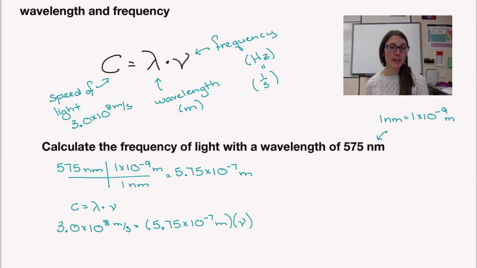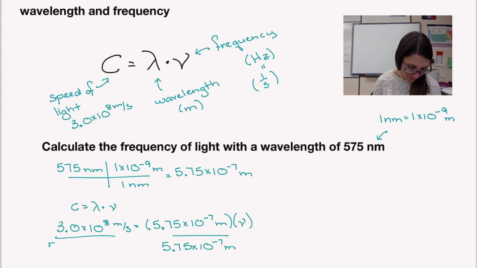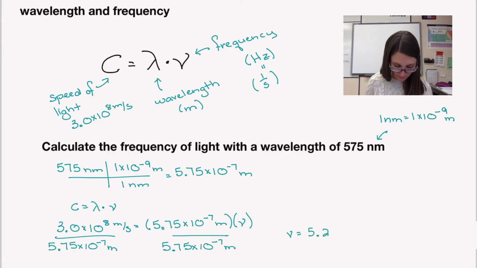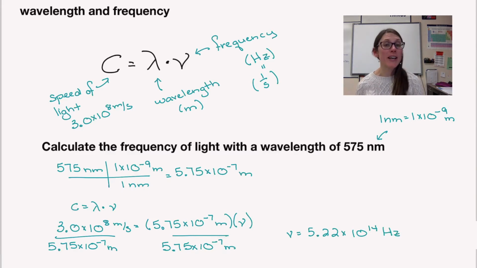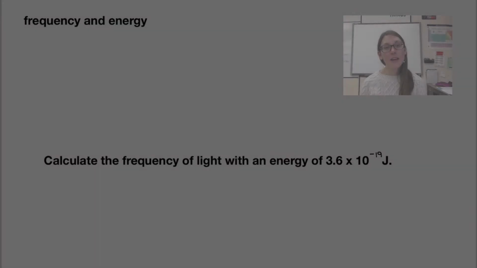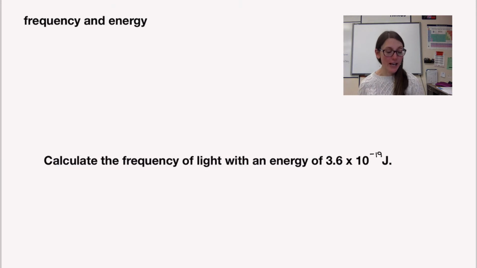I've plugged my numbers in. In order to solve for the frequency, I need to get it by itself. Right now it's being multiplied by the wavelength, so I'll divide both sides of the equation by that wavelength. Solving for frequency, I get the value 5.22 times 10 to the 14th hertz. We're done.